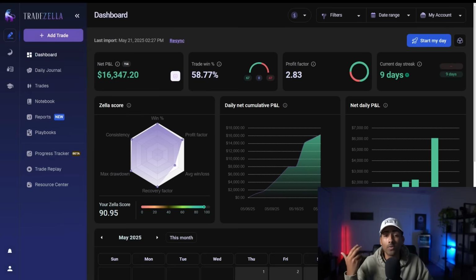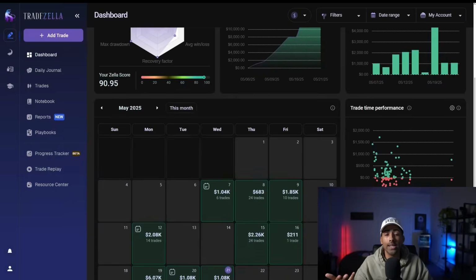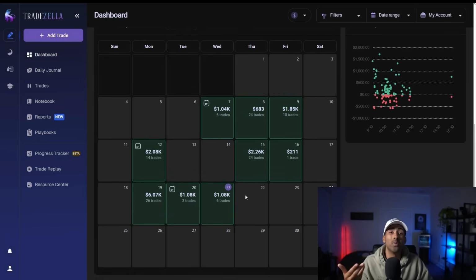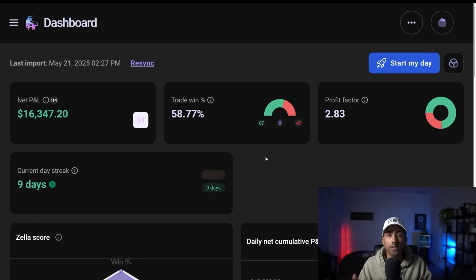So this month I've made over $16,000 trading, and as you can see, I've only traded for 9 days and we still have about a week and a half left of trading. And guys, it is so stupid simple to get to the point where you're making $10,000 to $20,000 a month as a trader. All I did was follow one system, use one indicator on my chart.